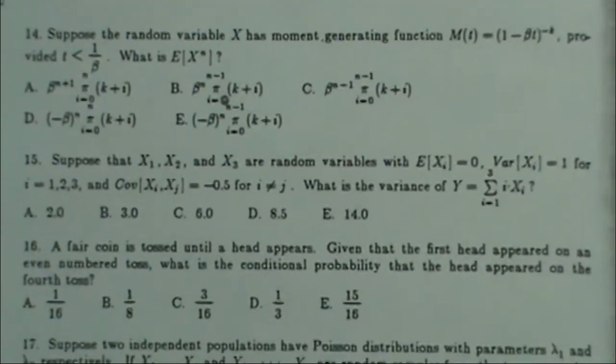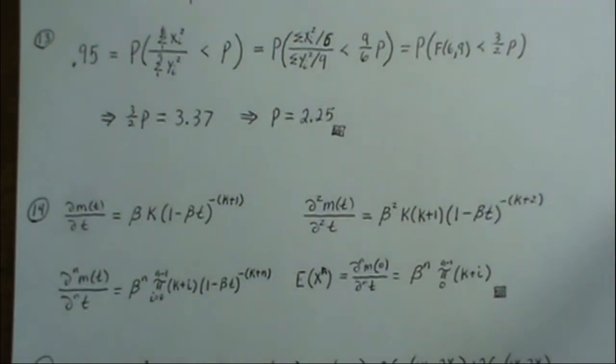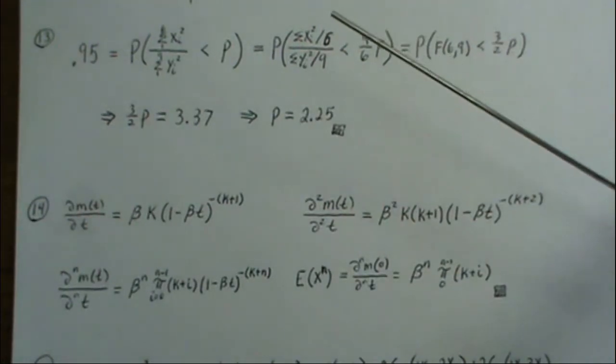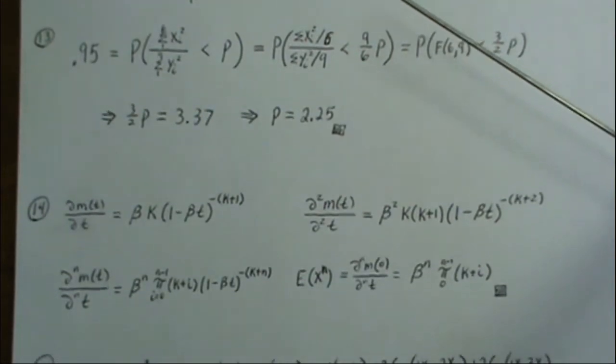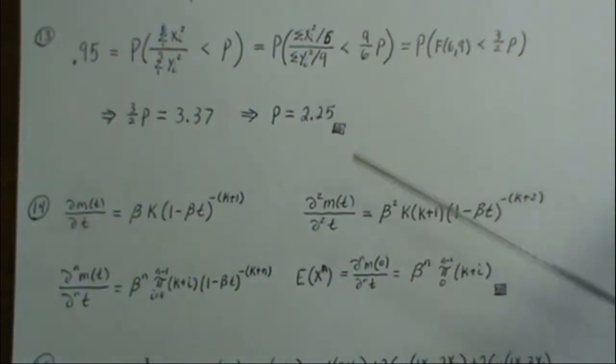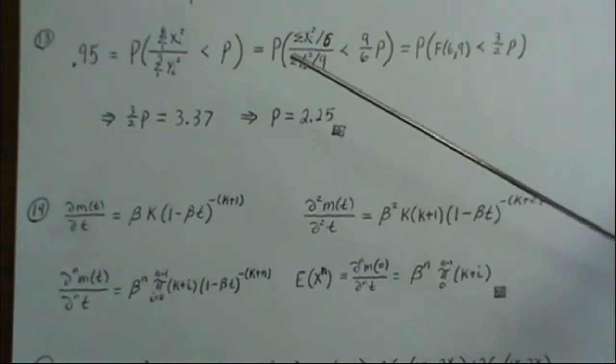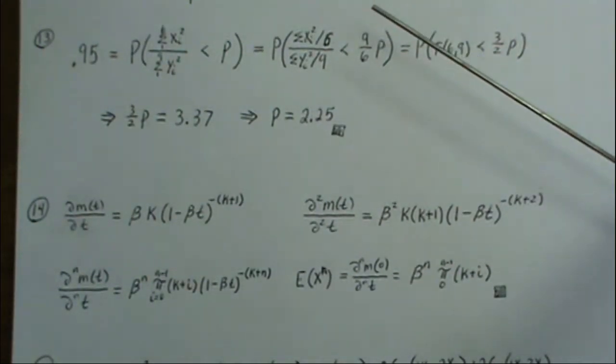Problem number 14. Suppose the random variable X has moment generating function M of t, which is equal to (1 minus beta t) raised to the minus k, provided that t is less than 1 over beta. What is the expected value of X to the n? So for number 14, we're given the moment generating function, and then we're asked to find the expected value of X raised to the n. To do that, we need the nth derivative of the moment generating function with respect to t and then evaluate it at 0.